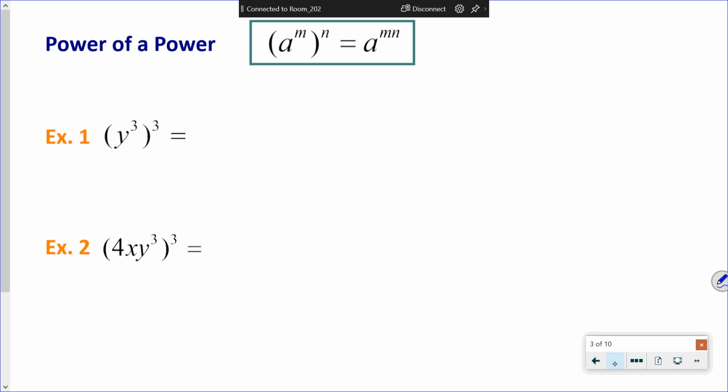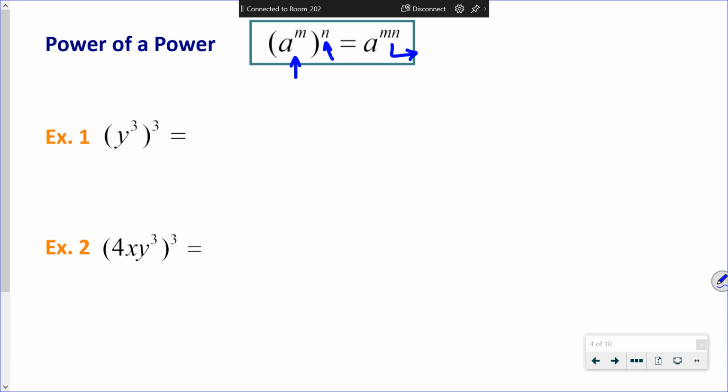Okay, the next rule is about raising a power to another exponent, so the power of a power. So inside these parentheses, I have a to the m exponent, and then on the outside, I am also raising it to the nth power. And what it tells you to do here is multiply the powers together, leaving the a as a, right? Leaving the base as the base.